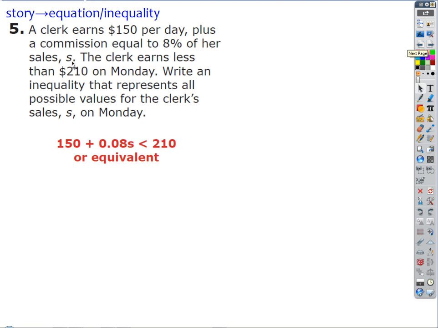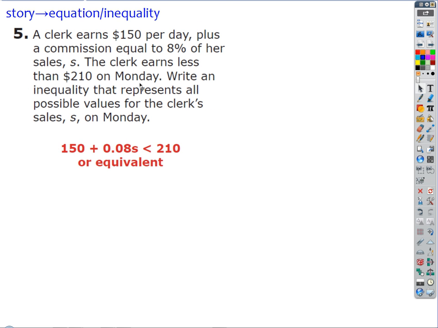And then when they say the clerk earns less than 210, it just becomes an inequality instead of an equation, right? And they might use language like, what if it said the clerk earns at least 210? Then it would be greater than or equal to, right? So you have to interpret the language sometimes.